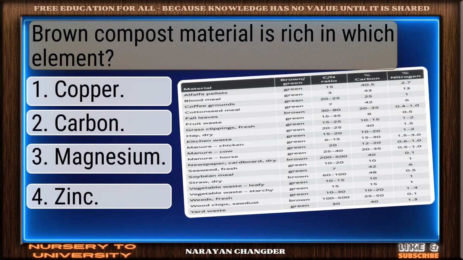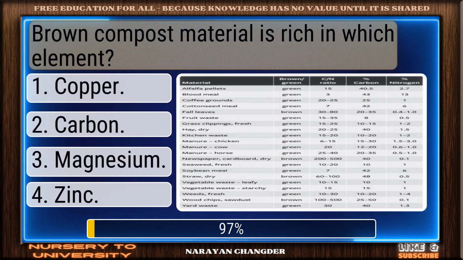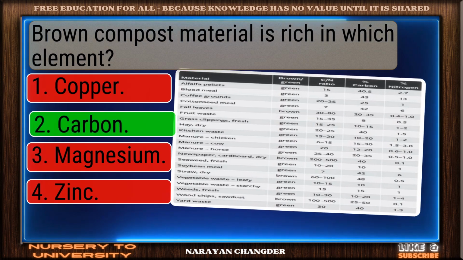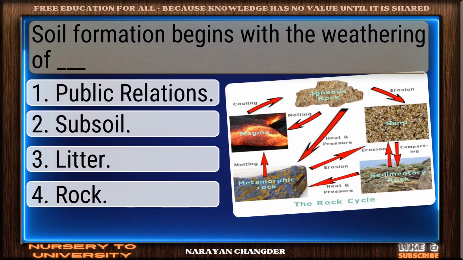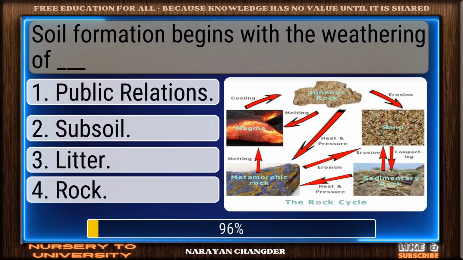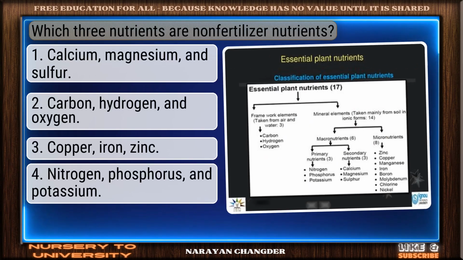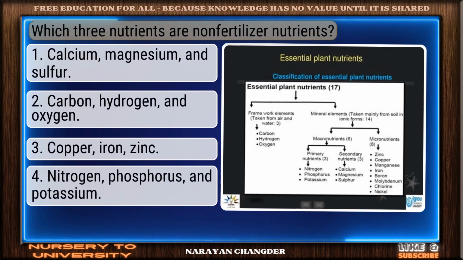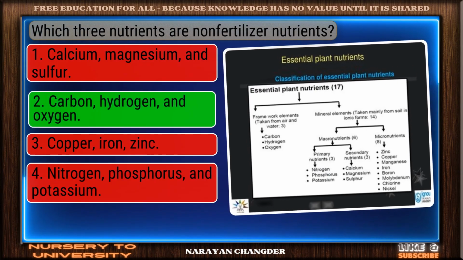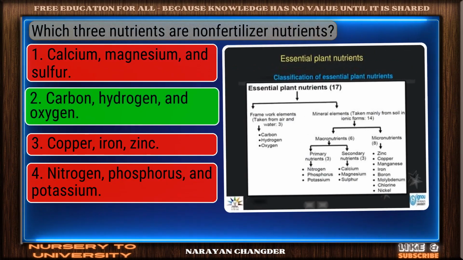Brown compost material is rich in which element? Excellent choice. Carbon is the right answer. Soil formation begins with the weathering of dash. Well reasoned. Rock is the correct choice. Which three nutrients are non-fertilizer nutrients? Correct response. Carbon, hydrogen, and oxygen is the most accurate answer.